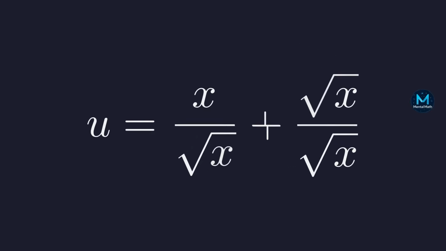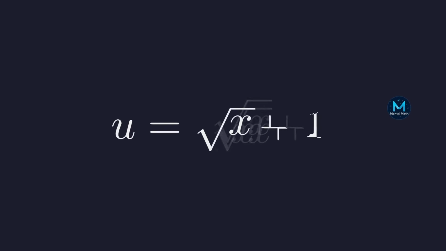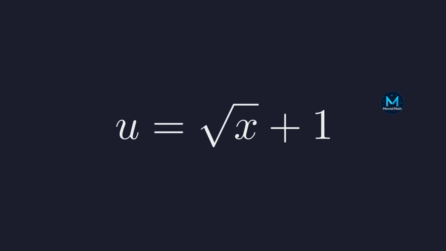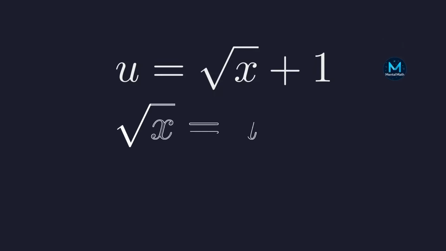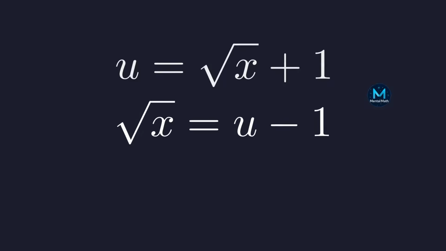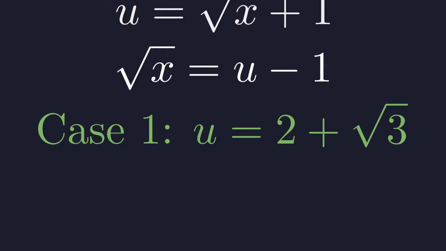The expression becomes x over the square root of x plus the square root of x over itself. x divided by its square root simplifies to the square root of x, and any non-zero quantity divided by itself is 1. Much simpler. Isolating the term with x, we find that the square root of x equals u minus 1. Let's analyze our first possible value for u, which is 2 plus root 3.